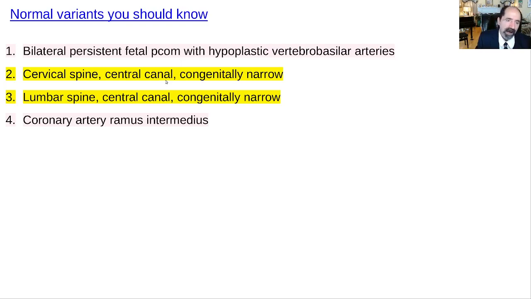And then spine problems. You can have a congenitally narrow canal and cause all kinds of problems. It's like what the football players have that get transient or permanent paralysis. Coronary artery Ramus intermedius, we'll just sort of finish up with that one.